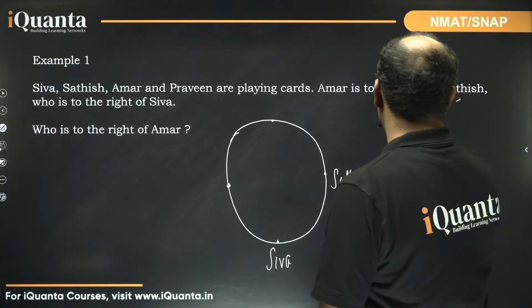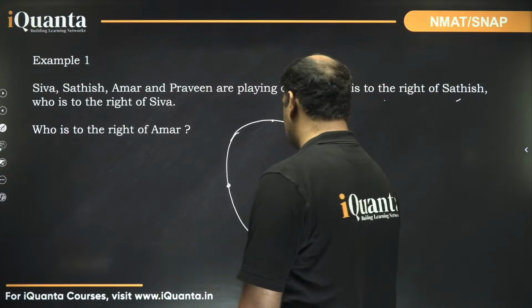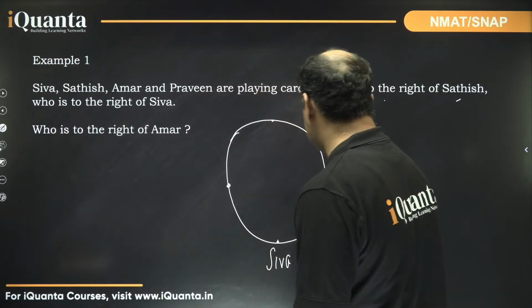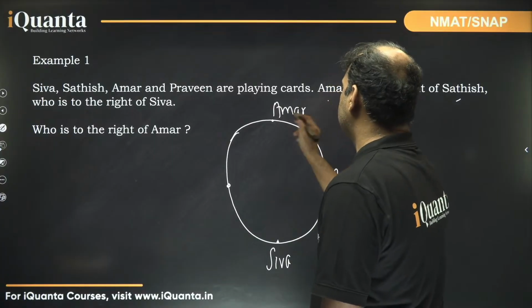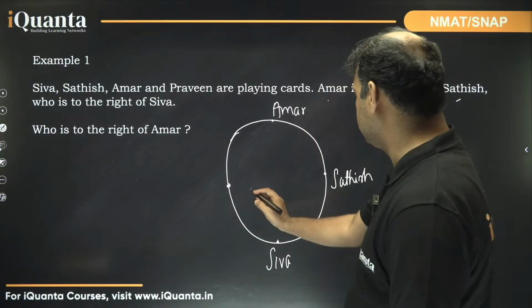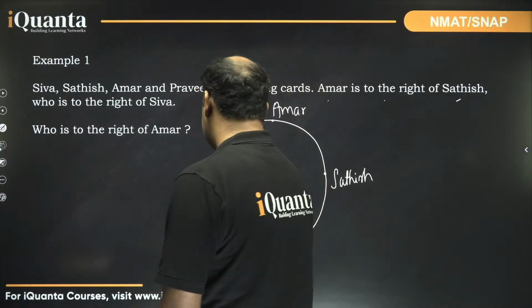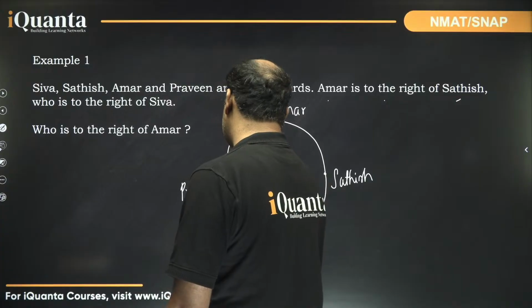Then to the immediate right of Satish is Amar, right? We are assuming everyone is facing towards the center. So the right of Satish, Amar must be here, that's it. That is the only information we have. So guys, this person has to be Praveen, right? There is no other choice. This person has to be Praveen.